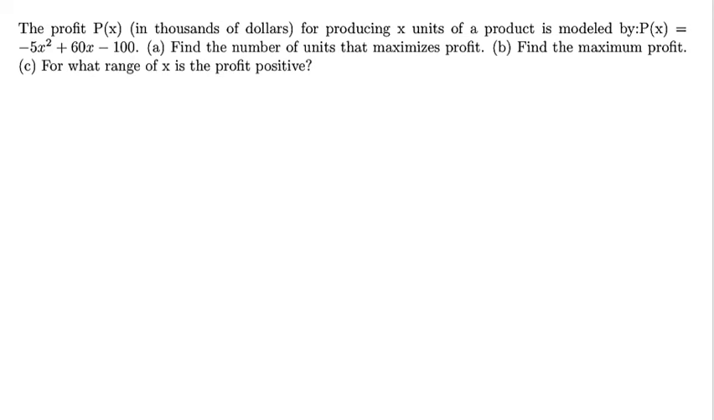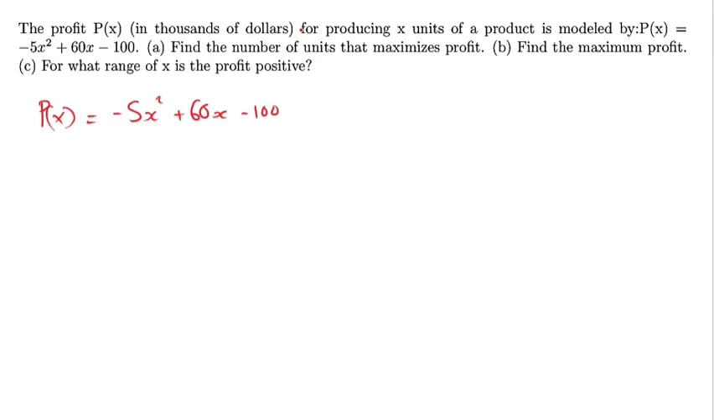The profit P of X in thousands of dollars for producing X units of a product is modeled by P of X equals negative 5x squared plus 60x minus 100. Find the number of units that maximizes the profit.